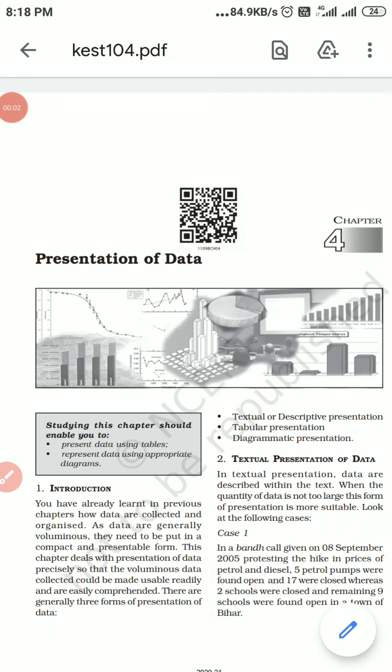Welcome students. Today we are going to study the chapter of presentation of data, which is the fourth chapter of your NCERT textbook. You already know many things about this chapter like tabular presentation, diagrammatic presentation, bar diagrams, pie charts, etc. So we'll study the same things in detail in this class 11. So let us see what is the presentation of data.